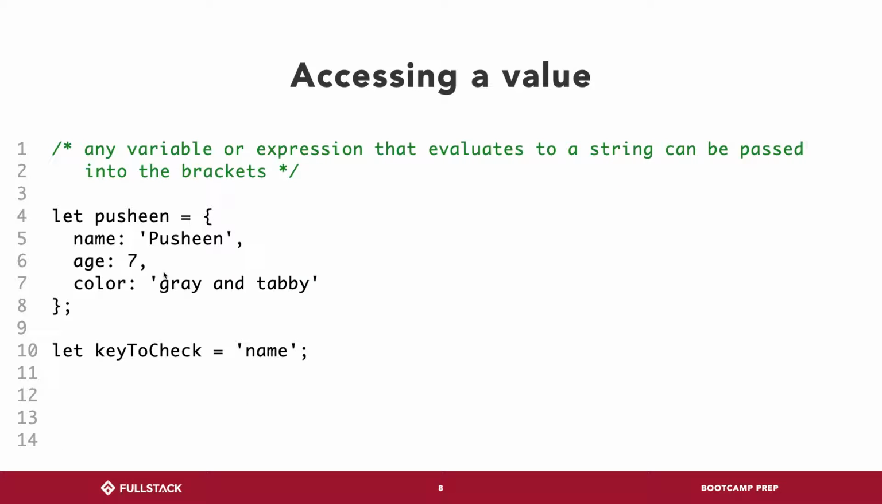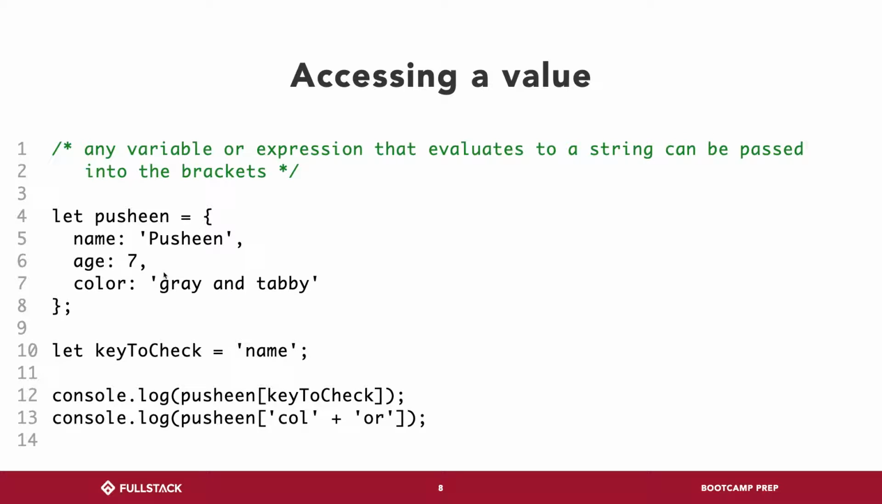So when you access a value, any variable or expression that evaluates to a string can be passed into the brackets as well. So if I say keyToCheck is name, Pasheen at keyToCheck, I could even do this, Pasheen at keyToCheck plus color, you get Pasheen and gray and tabby, right? Because the bracket, keyToCheck is actually name. Name exists, so we get Pasheen. The same thing is in for loops when you do array at i, right? i is ever changing. It's always changing, right? The same thing is here. The bracket evaluates what that variable would be.